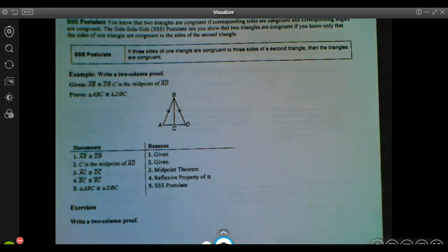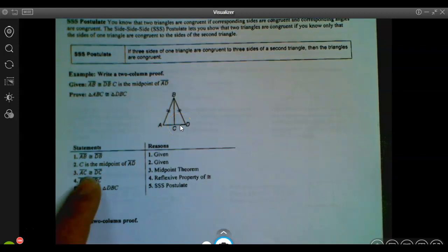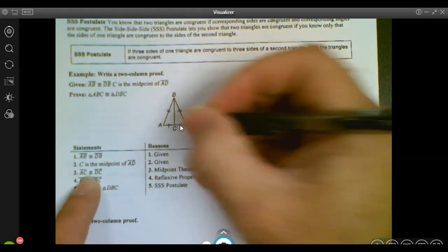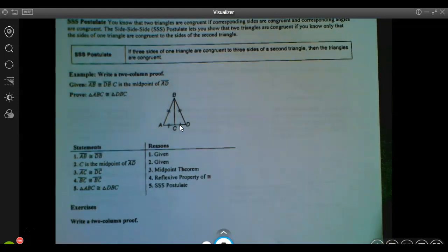And so where do we go from there? Let's take a look at what we can use from our given information. They told us in the given that point C was the midpoint of segment AD. That was given information. So point C is in the middle of AD right here. What does that tell us? Well, that must mean that AC is congruent to DC. Now that we've said it in our proof, we're going to go ahead and mark it. So AC is congruent to DC, and our reason for that, something we talked about a while ago, they're saying is the midpoint theorem.